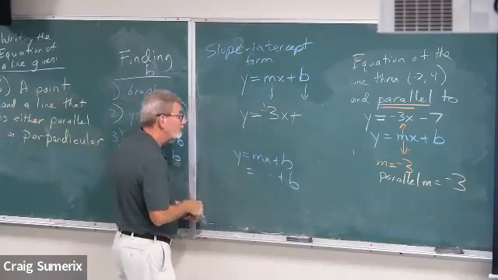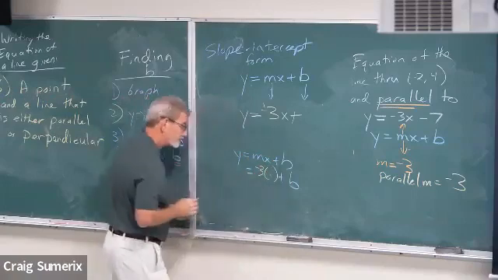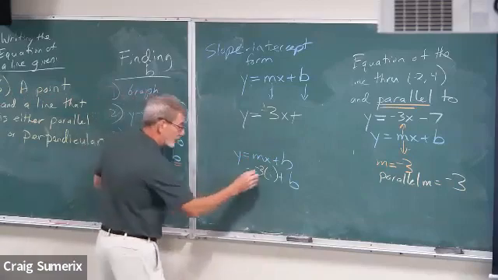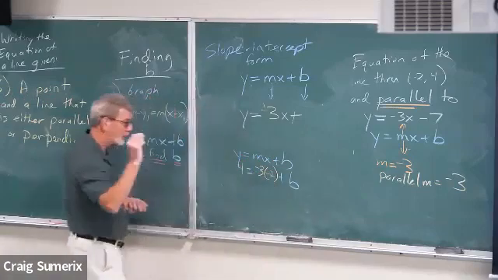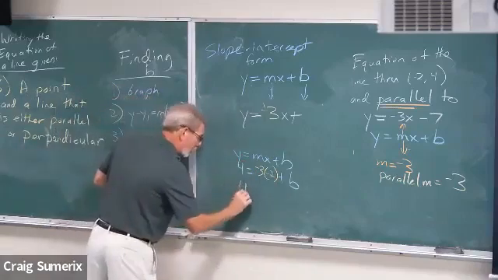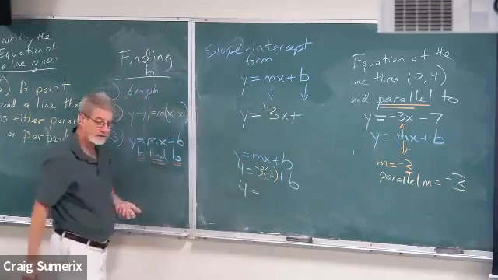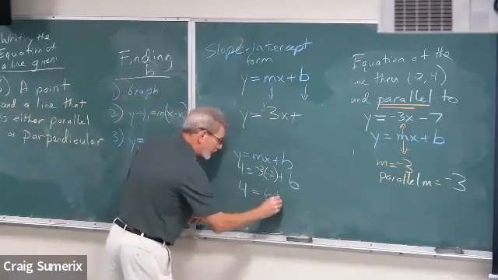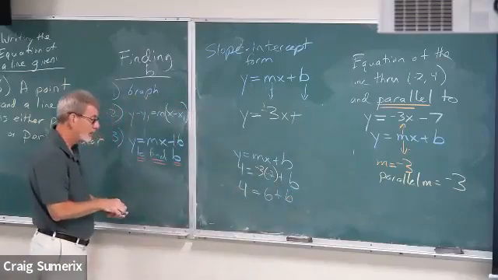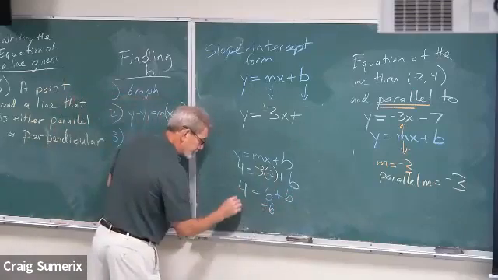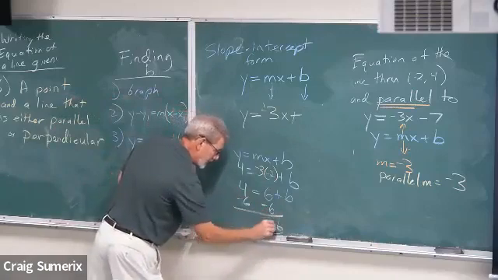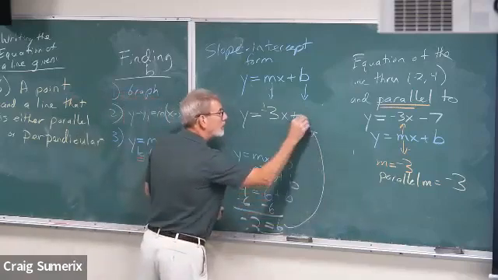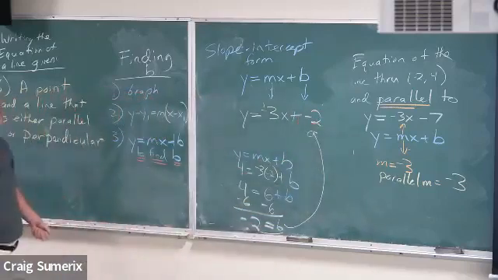Let's see, our slope is -3. What's your x value and what's your y value? X is -2, y is 4. 4 equals -3 times -2, which is +6, plus b. B is -2. Not so bad.